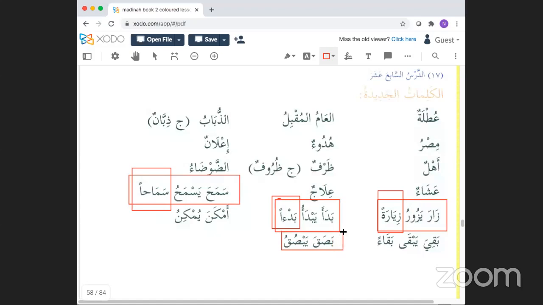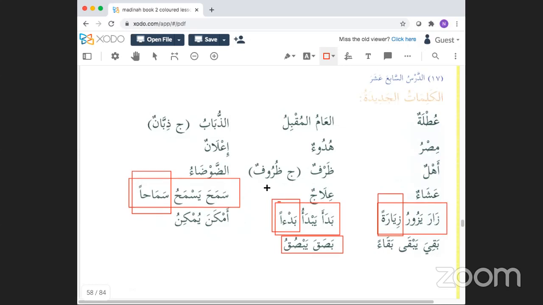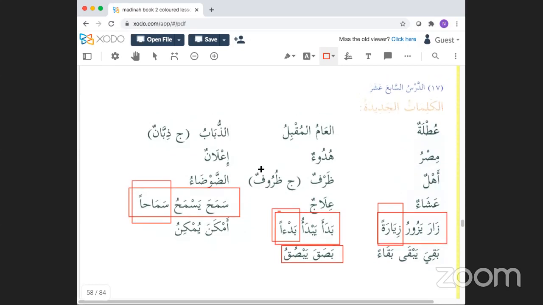Basaka yabsuku, this means to spit. To spit. And this occurs in one hadith, that the Prophet ﷺ forbade that a person should spit in the direction of the Qibla. He said, "Let him spit to his left or under his foot," or as the Prophet ﷺ said.